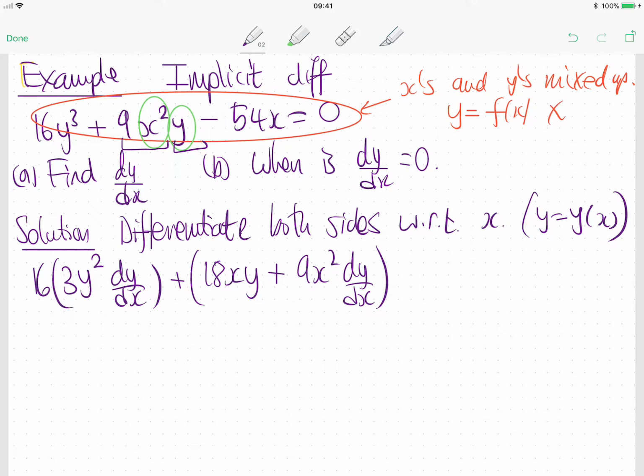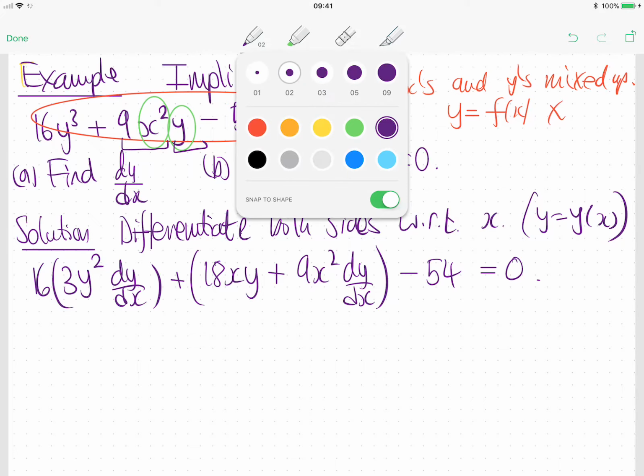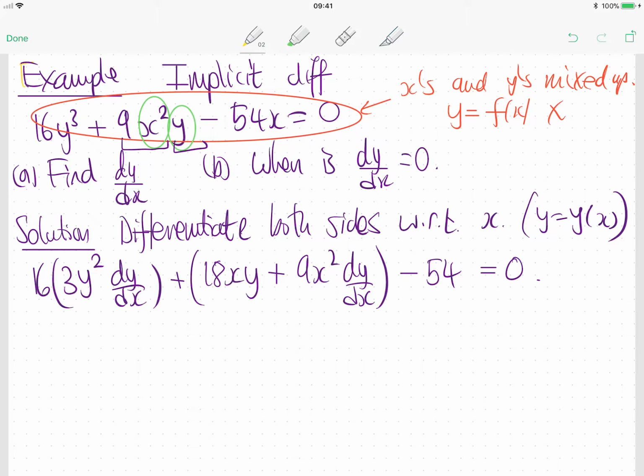Okay, the third term, very simple to differentiate. It's just an x there with the number in front, minus 54. And the right hand side is also very simple. Differentiate 0, you get 0. Okay, so we're about halfway there in terms of finding dy dx. We've done the differentiation bit. We now have some algebra to deal with.